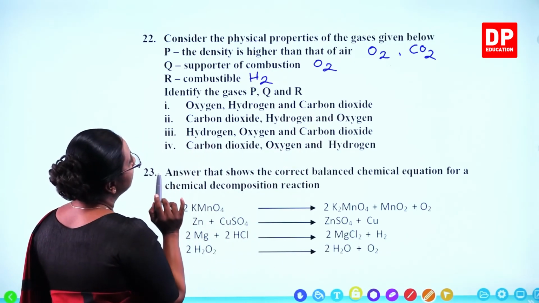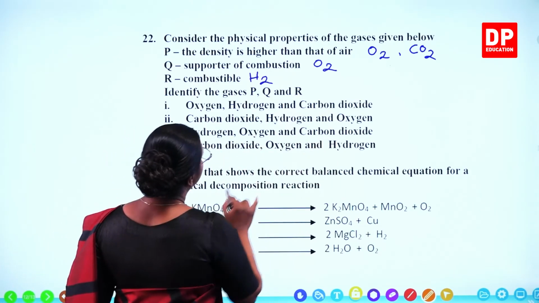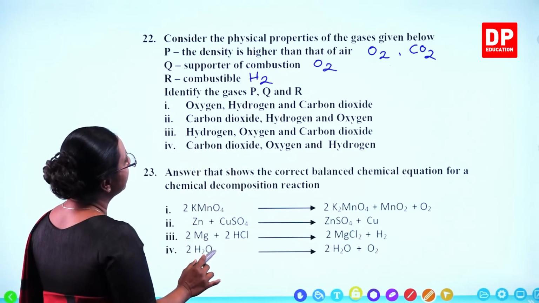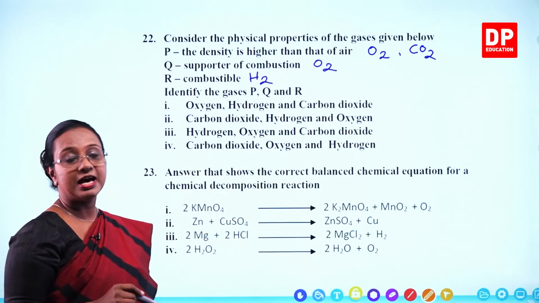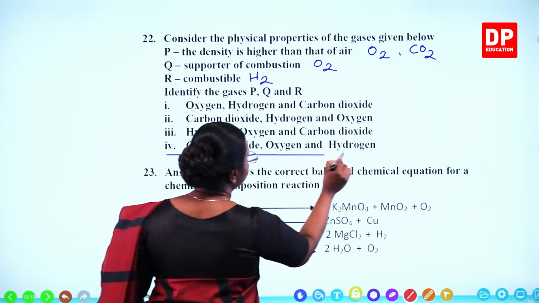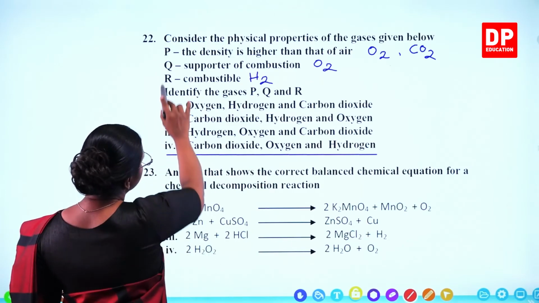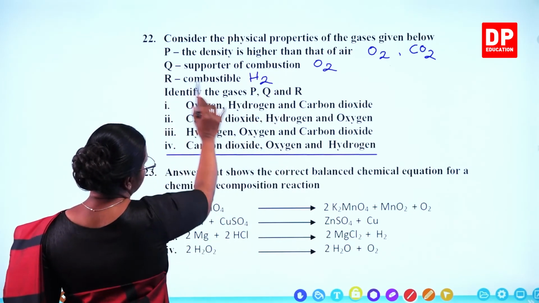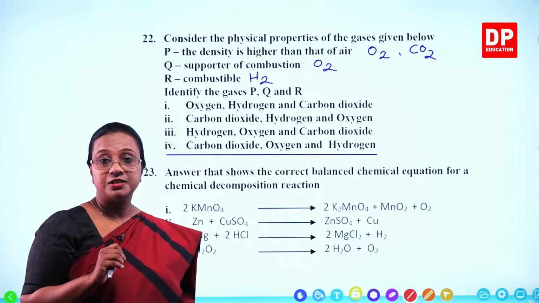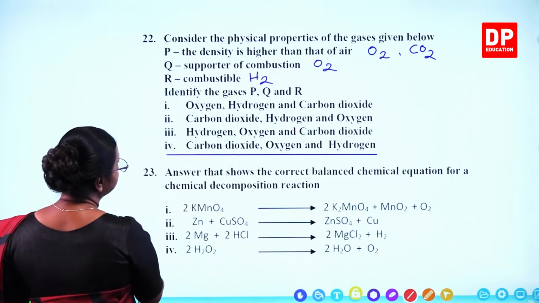That is also not correct. Hydrogen, oxygen and carbon dioxide, not correct. Again, carbon dioxide, oxygen and hydrogen, that is of course correct. So it is the fourth one. Here you can see P carbon dioxide, Q oxygen and R hydrogen. Is that clear, students? So then I will move on to the next one.